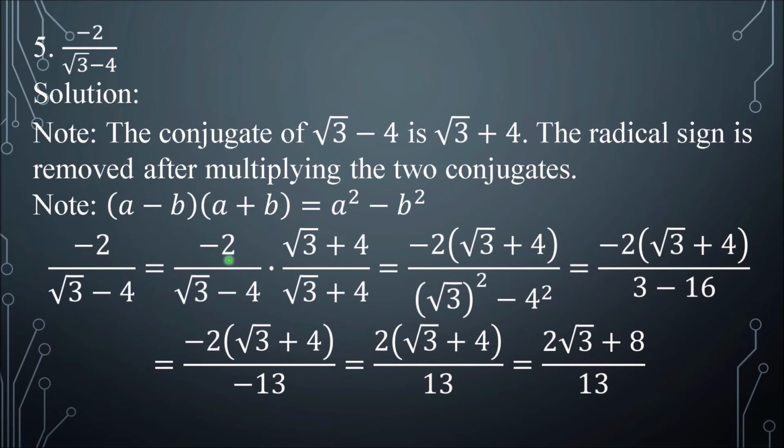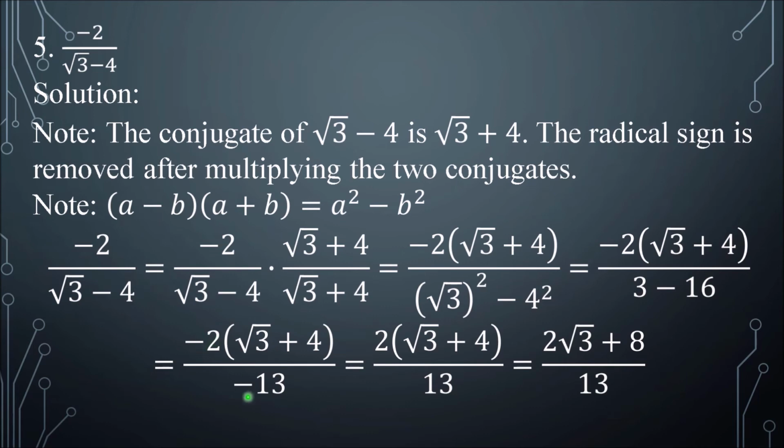So negative 2 times this is this, and then square root of 3 minus 4 times square root of 3 plus 4 is square root of 3 squared, coming from here, minus 4 squared. Now this one set aside. Square root of 3 squared is 3, minus 4 squared is 16. Now negative 2, square root of 3 plus 4, and then negative 13.